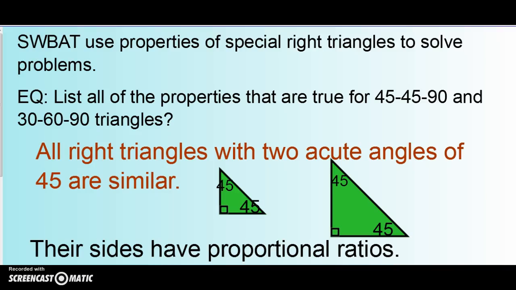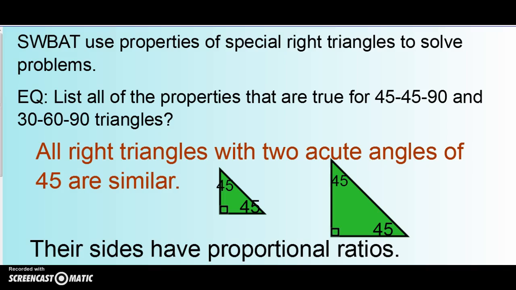Hi, this lesson's from page 500 in your student book, and the objective is students will be able to use properties of special right triangles to solve problems. The essential question is, list all of the properties that are true for 45, 45, 90 triangles, and then the properties that are true for a 30, 60, 90 triangle.